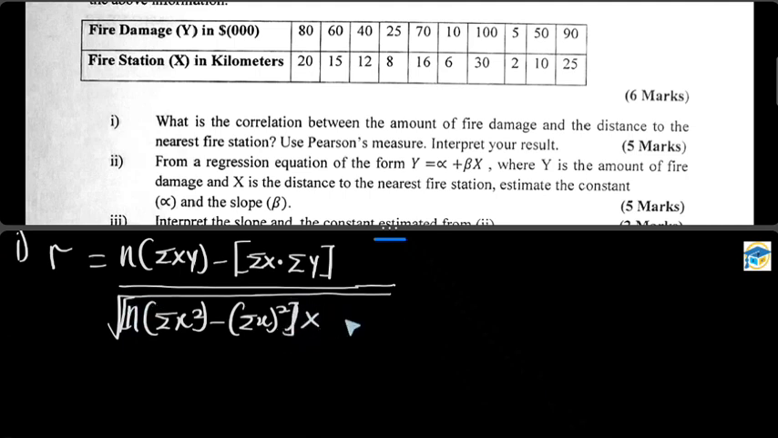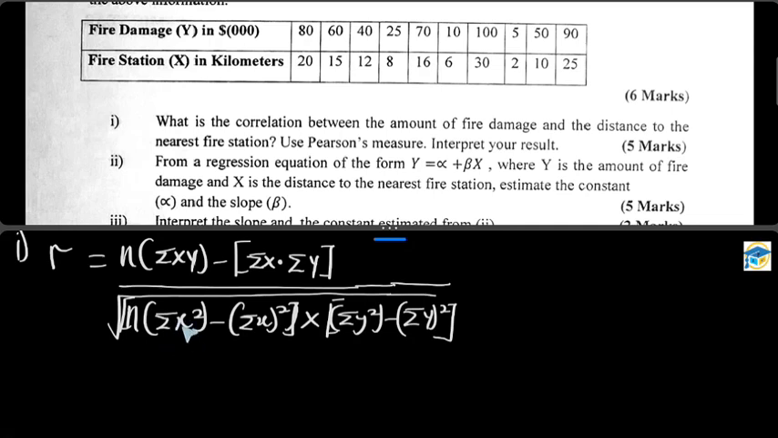multiplying open bracket summation Y squared, minus summation Y all squared, and then close bracket. So this is how we use the Pearson measure of calculating the correlation coefficient. This is a formula actually.